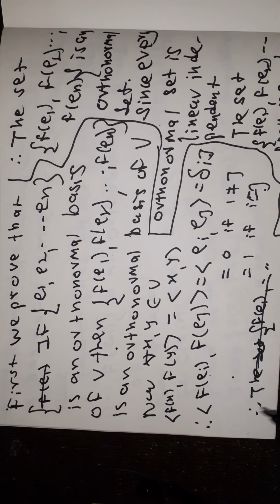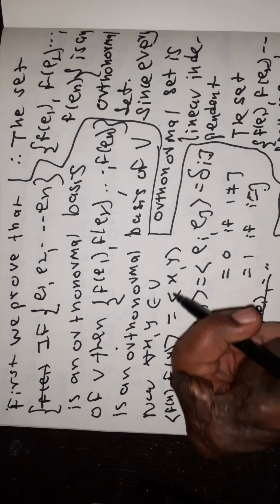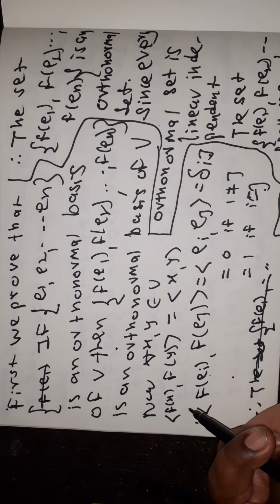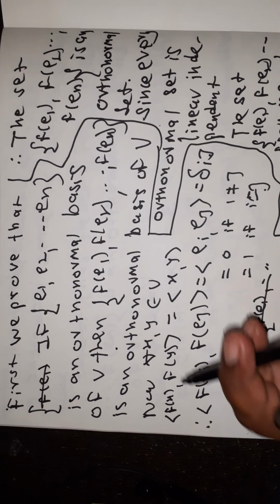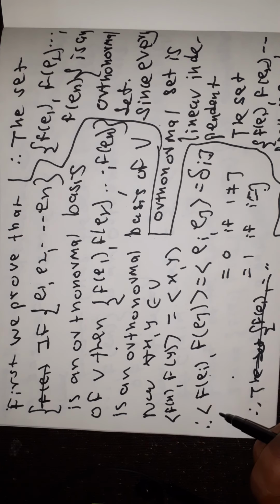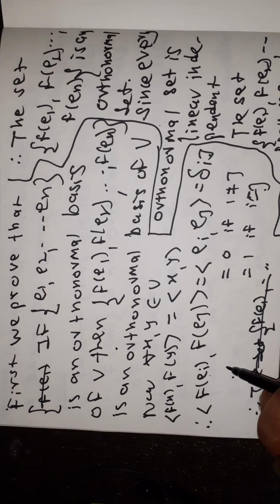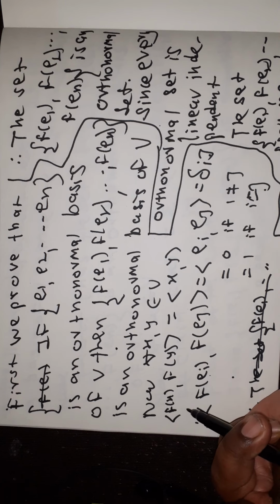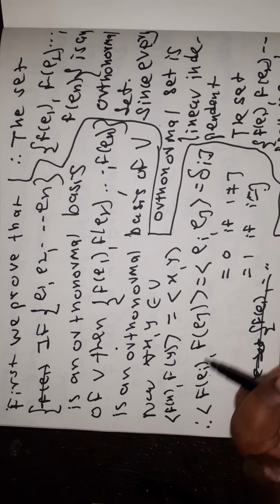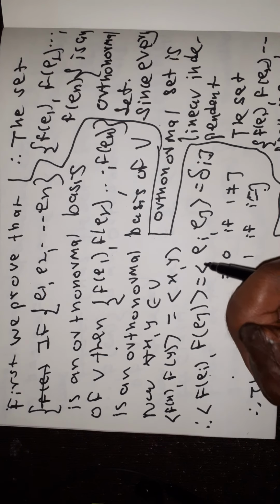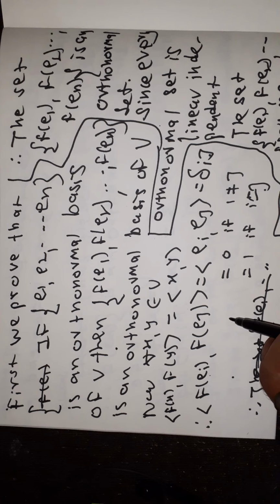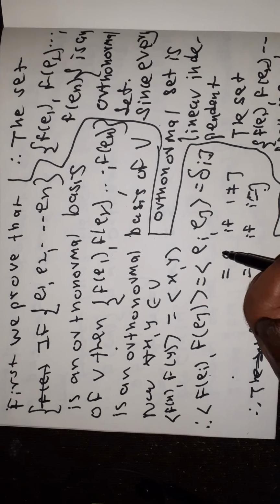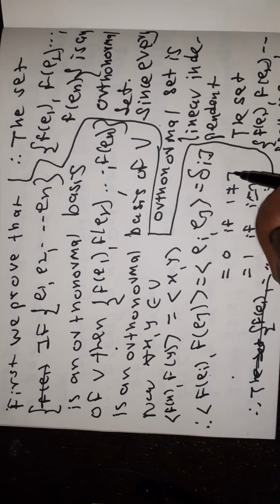Now see here, for all x, y belonging to V, angle bracket f(x), f(y) is equal to angle bracket x, y; we proved this. Therefore, angle bracket f(ei), f(ej) is equal to angle bracket ei, ej, which is equal to delta ij.